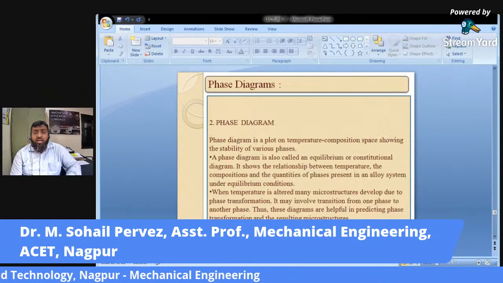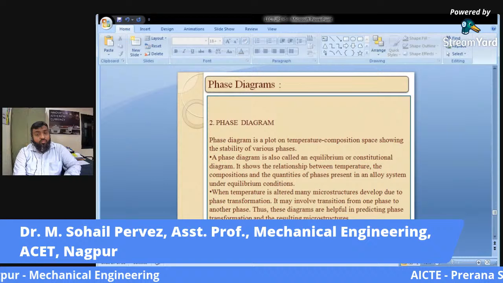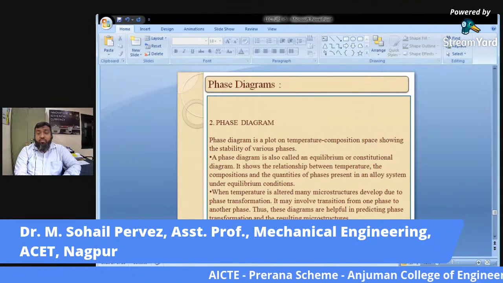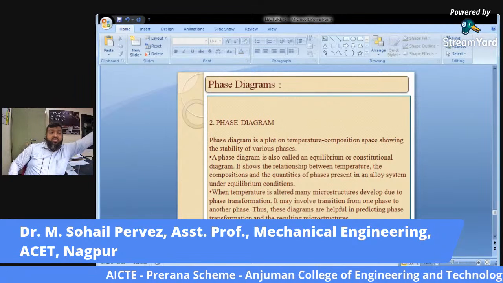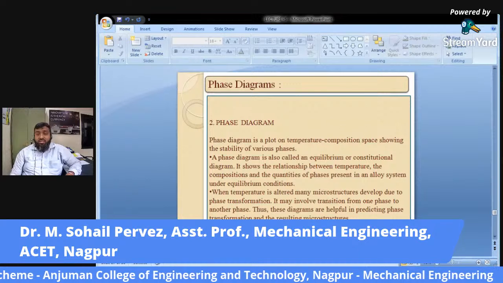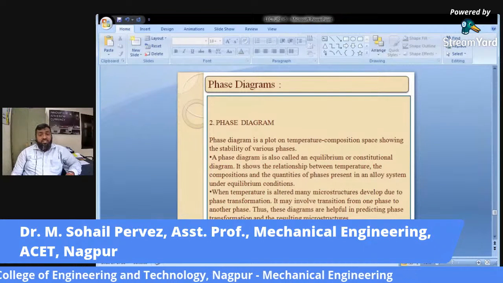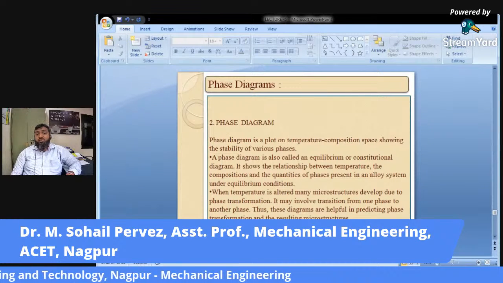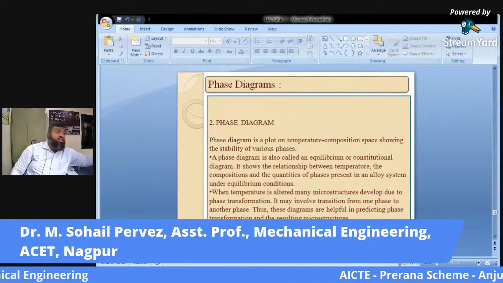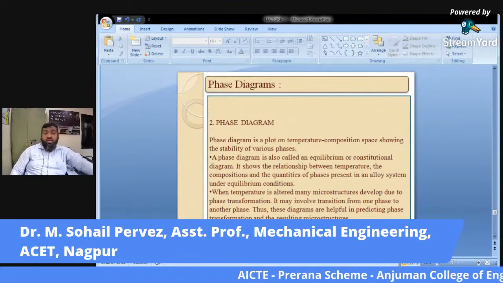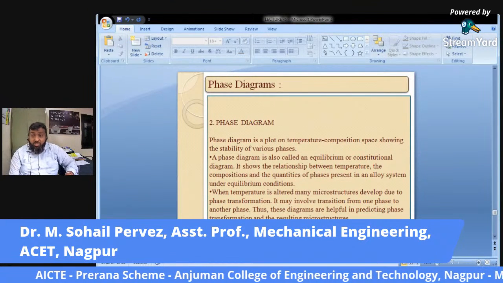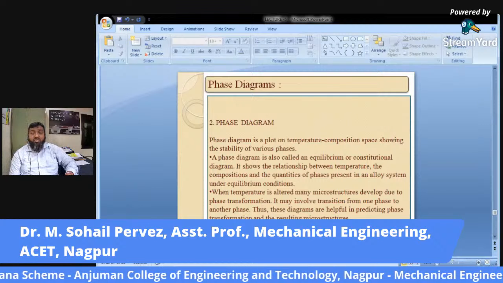This is now the phase diagram. It is basically temperature and composition space showing the stability of various phases. A phase diagram is also called an equilibrium or constitutional diagram, wherein it shows the relationship between temperature, composition, and quantities of phases.